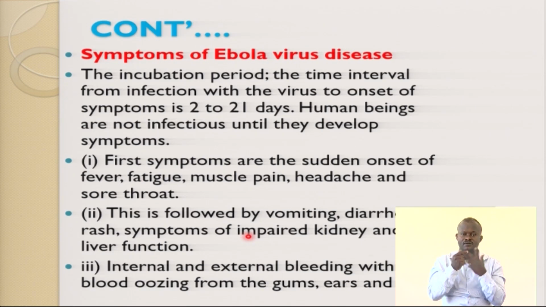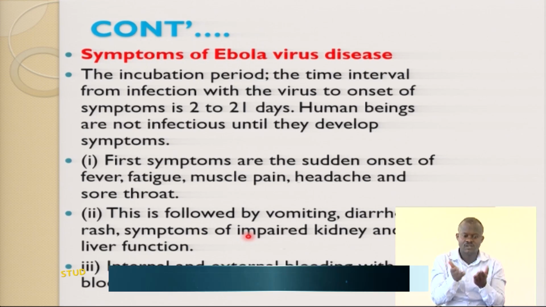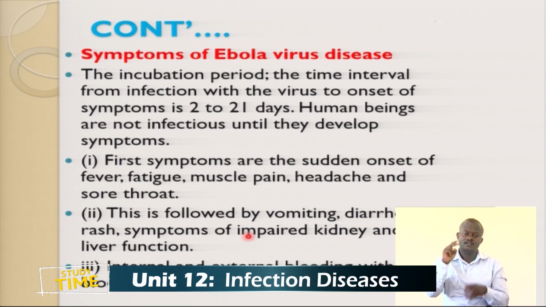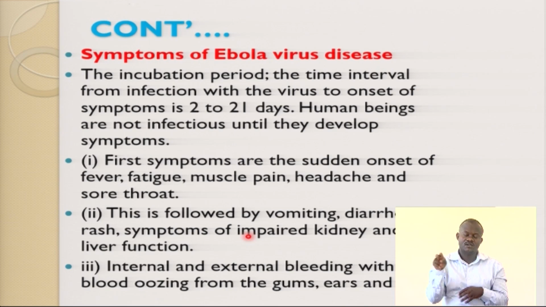This is followed by vomiting. After showing these signs and symptoms, the second sign that shows that a patient is suffering from Ebola is vomiting, diarrhea, rash, and even symptoms of impaired kidney and liver function. The kidney and the liver are no longer functioning properly. The third is internal and external bleeding, with blood oozing from the gums, ears, and even the eyes. That is the third symptom.